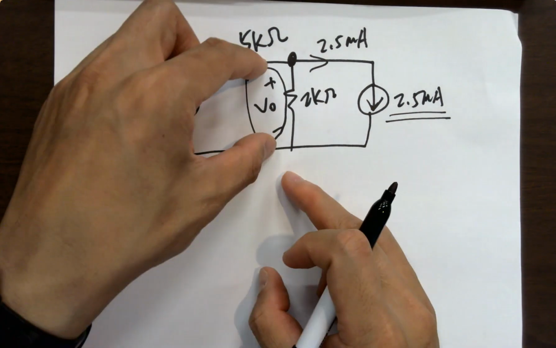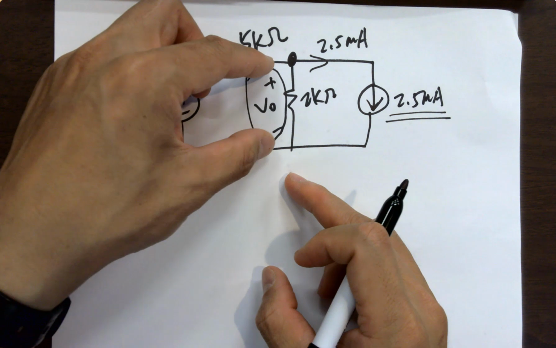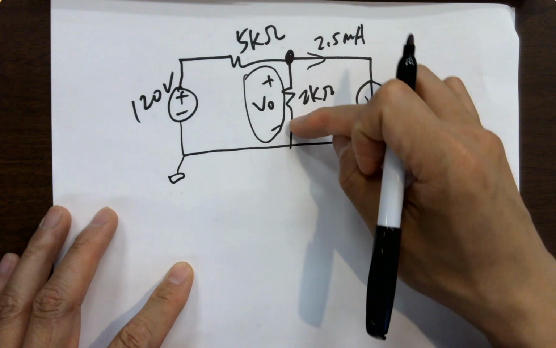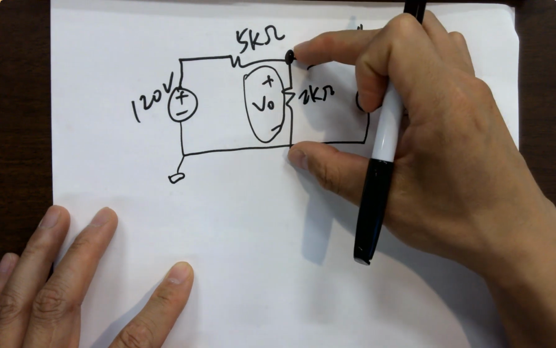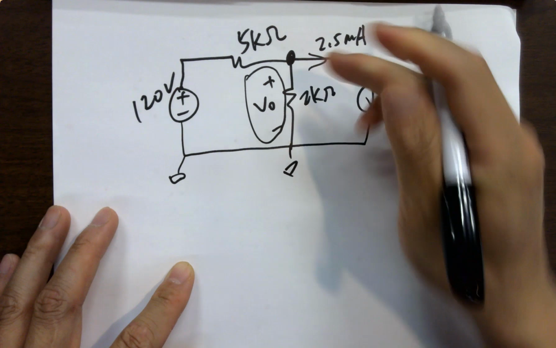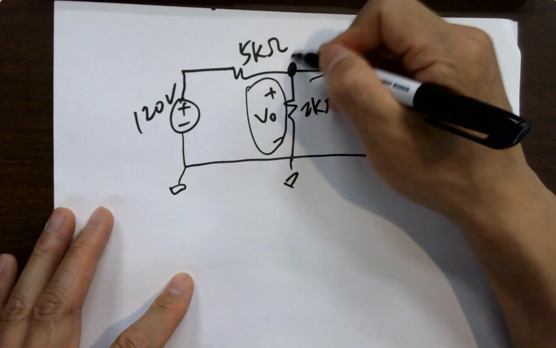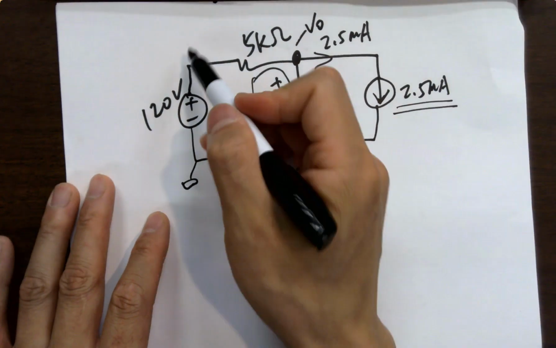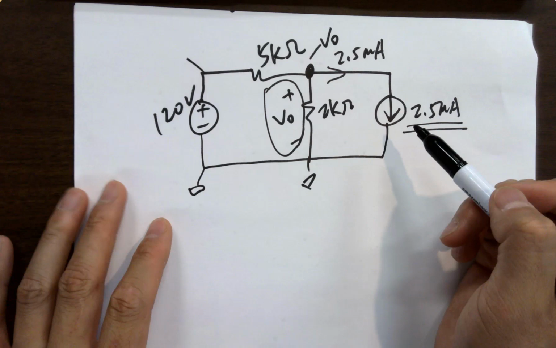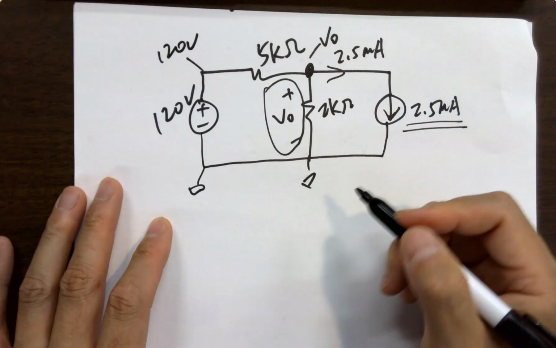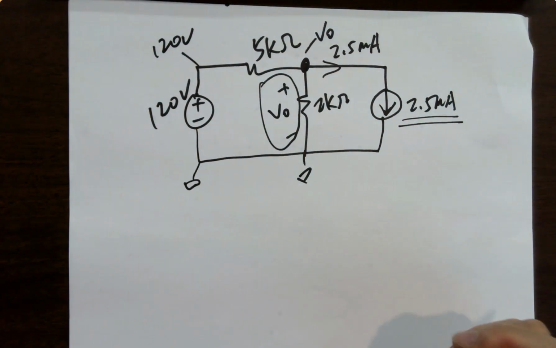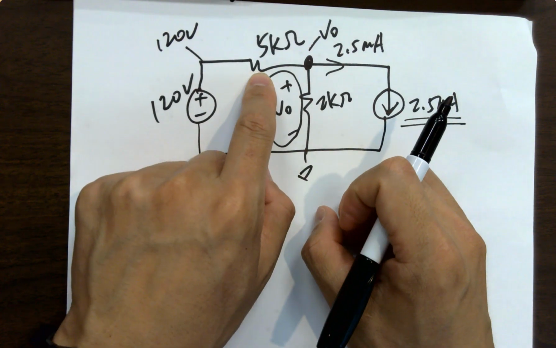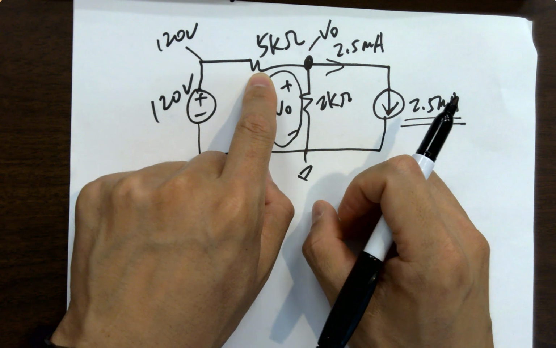You see, it's already labeled as V naught, right? So the voltage from here to here is V naught, okay? And this is ground, right? So what's the voltage here? So what's the voltage here? 120. What is the voltage of this 5k ohm resistor? 120 minus V naught.